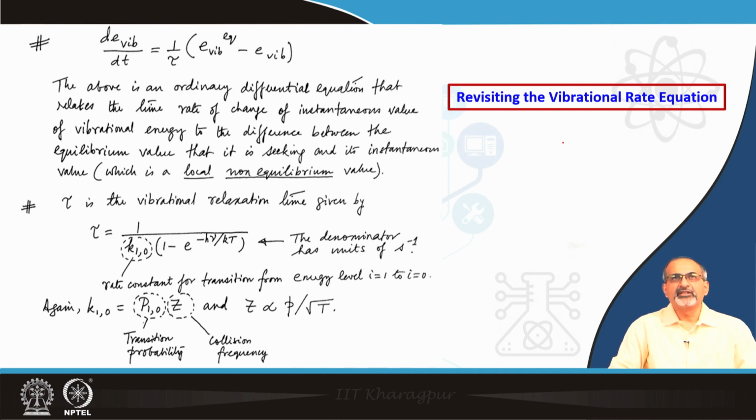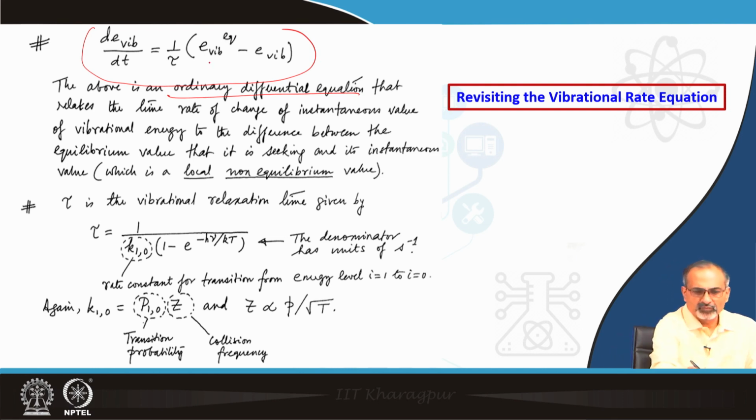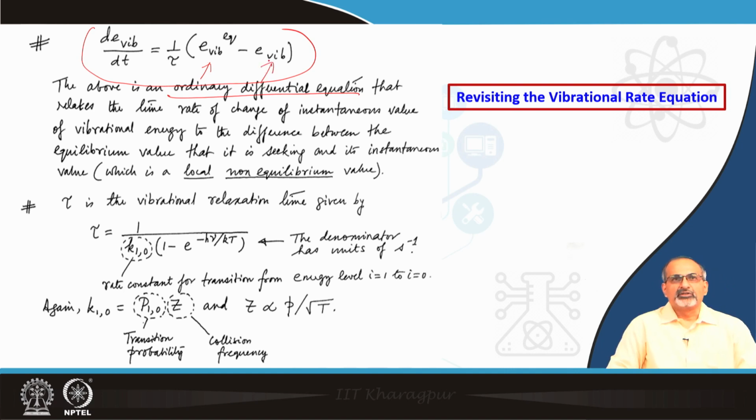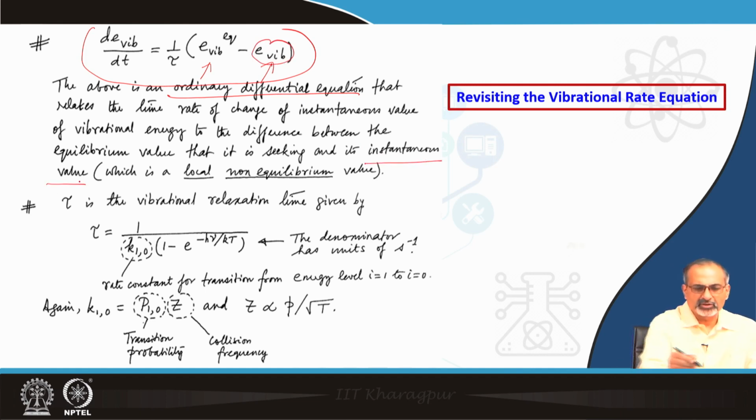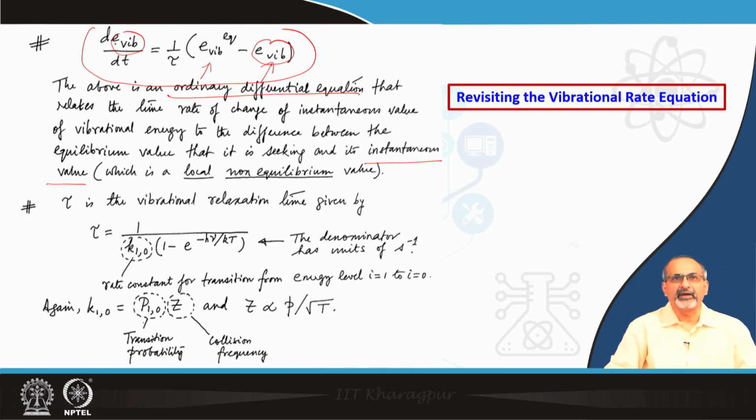So, here comes the vibrational rate equation, which we had derived at that time in detail, and it is of course an ordinary differential equation that relates the time rate of change of the instantaneous value of vibrational energy to the difference between the equilibrium value, which is this, that is being sought, and its instantaneous value without the superscript EQ. So, the one without the superscript is of course the instantaneous value, and it also happens to be the local non-equilibrium value. It figures on the left hand side too, because that is the one which is varying with time. So, this is basically a time evolution equation.